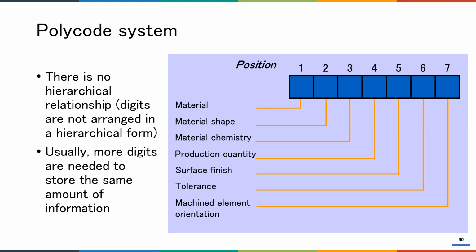It means that you basically arrange the digits randomly. So for example, for this one, you can have the first digit as the material, and then the second digit as the shape of the material, and the chemistry, the quantity, and the surface finish. And obviously, having the polycode system, you will need to store a lot of information.